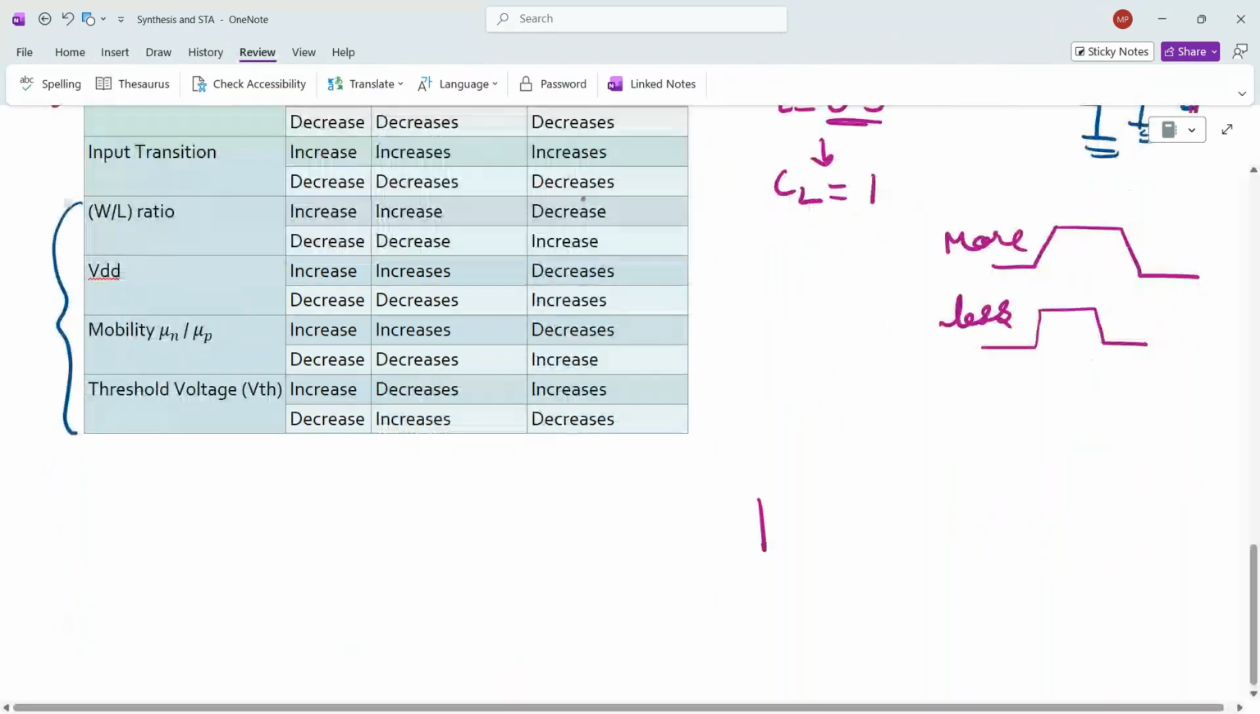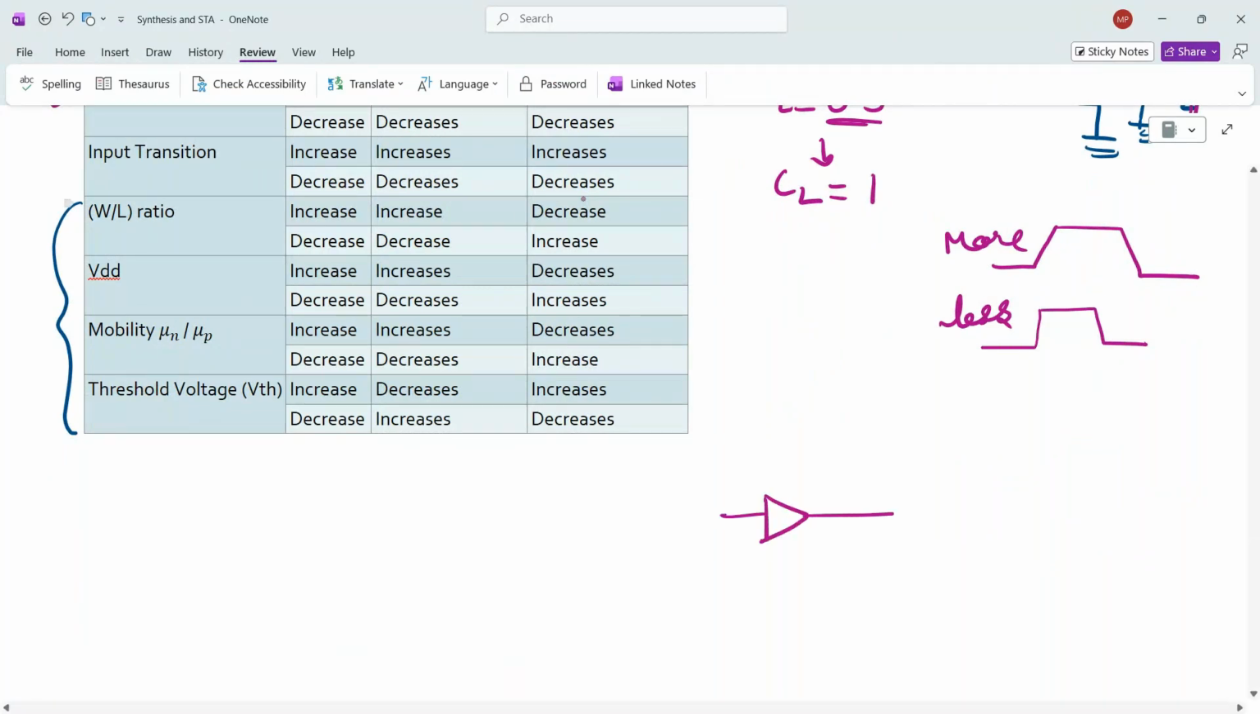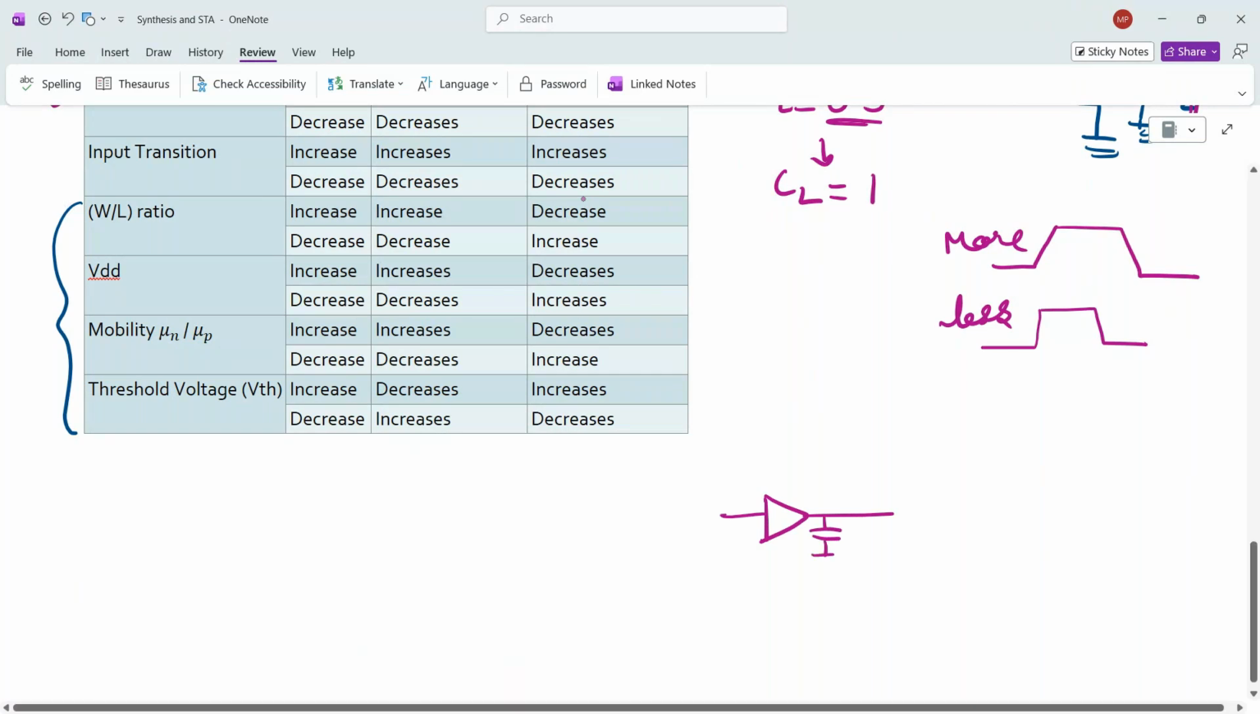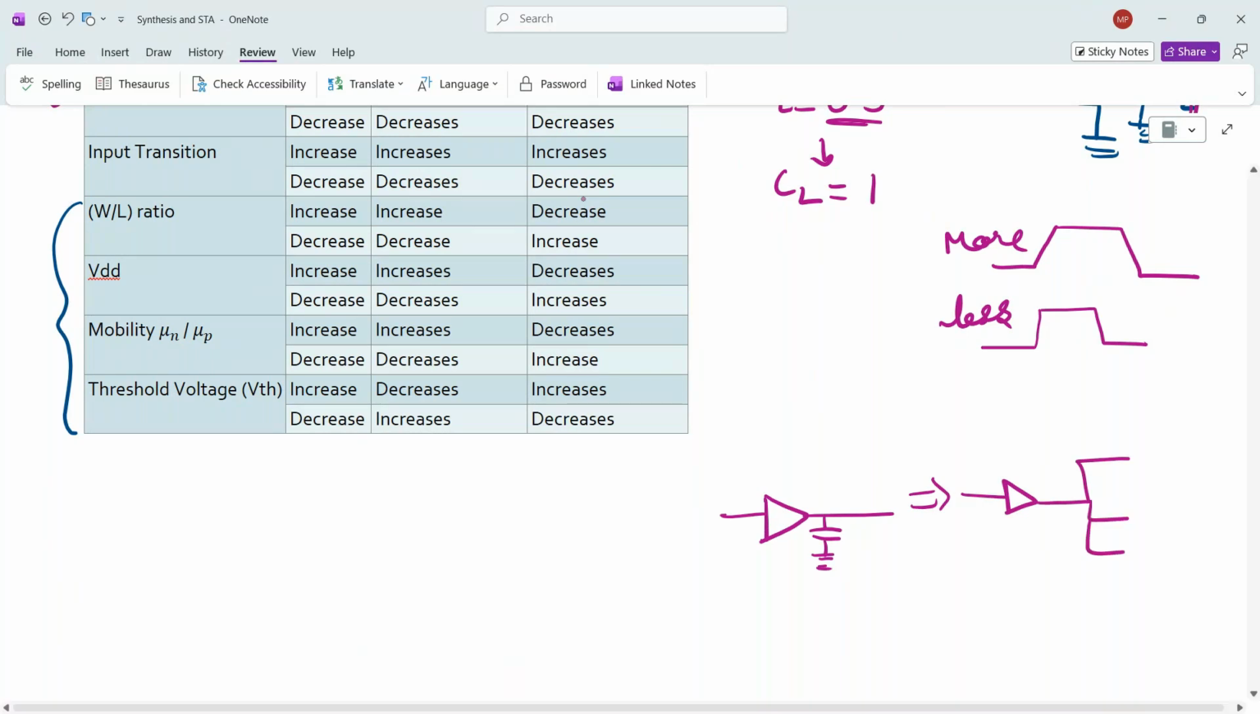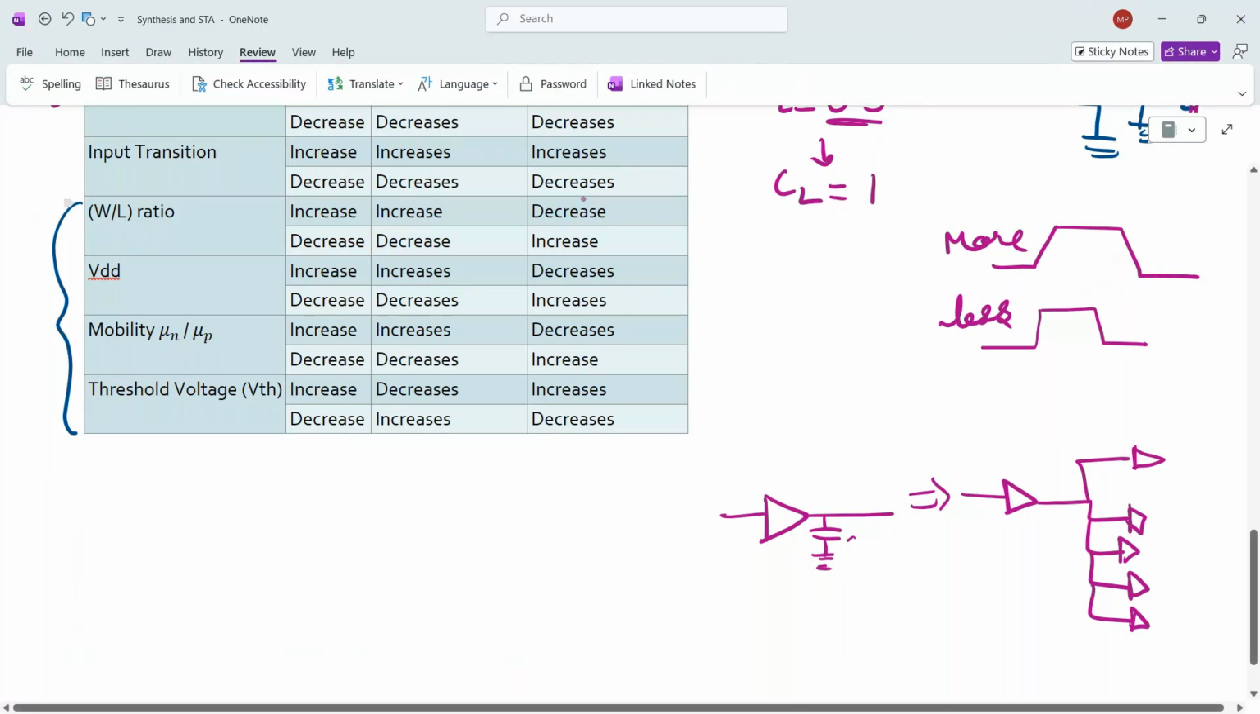So for example, this is some cell. The output capacitance of this cell is nothing but, if I am connecting this to different cells, 1, 2, 3, 4, 5, like this, just random cells I am drawing, then the output capacitance, this CL which I drew, is nothing but the input capacitance of whatever is at the output.